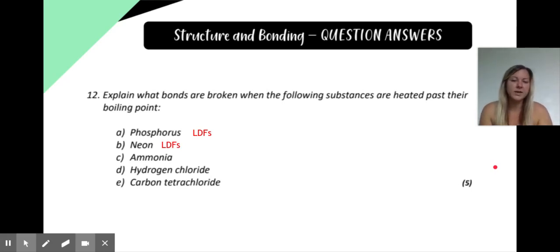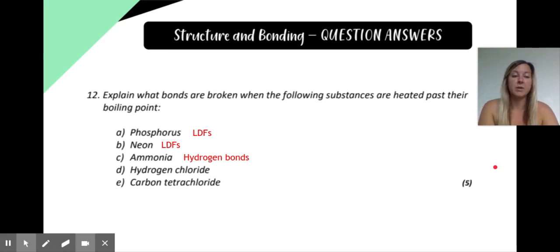Ammonia, NH3, so if you have lots of ammonia molecules together, you are going to have a dipole created. This is a polar molecule where the nitrogen is going to be slightly negative, the hydrogens are going to be slightly positive. And what this will do is this will hydrogen bond. So the positive hydrogen of one ammonia molecule is going to be attracted to the negative nitrogen of the other. So that's going to be hydrogen bonds that are broken in that instance.